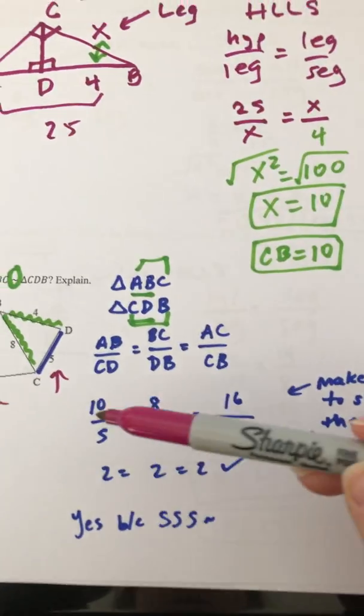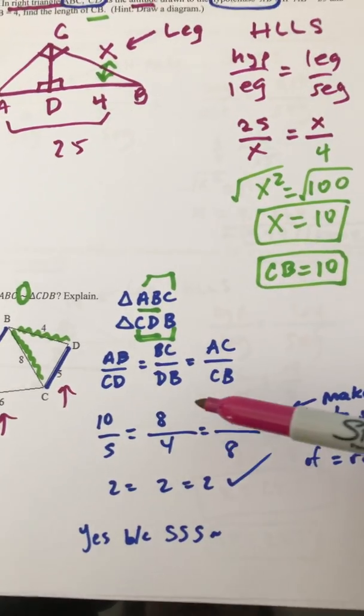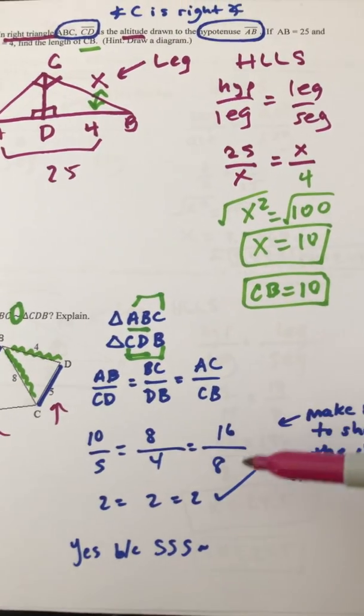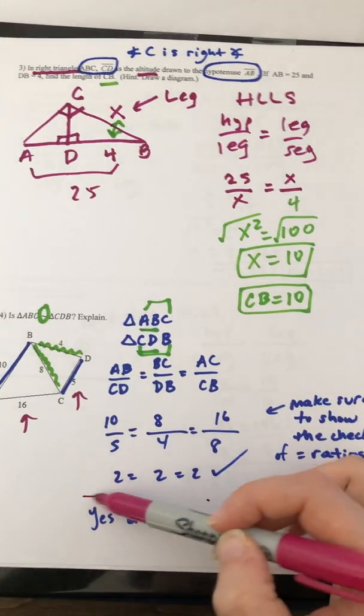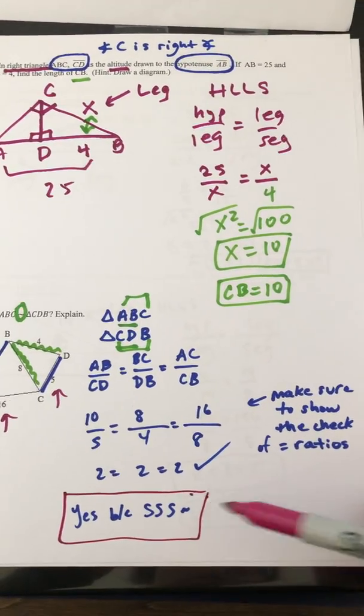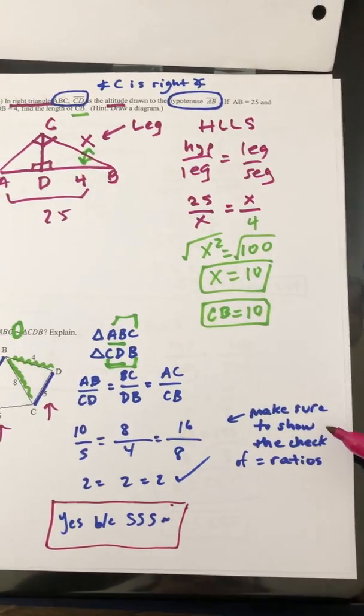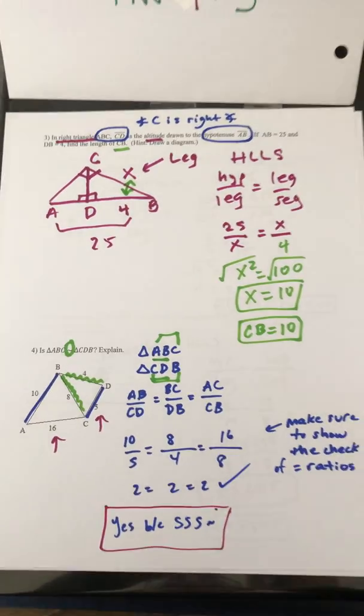Now you put the numbers in and you check them. 10 divided by 5 is 2. 8 divided by 4 is 2. 16 divided by 8 is 2. Oh, look, they're all 2. Yes, the triangles are similar by side similarity. And just make sure to show the check of the equal ratios. You have to do that for full credit.